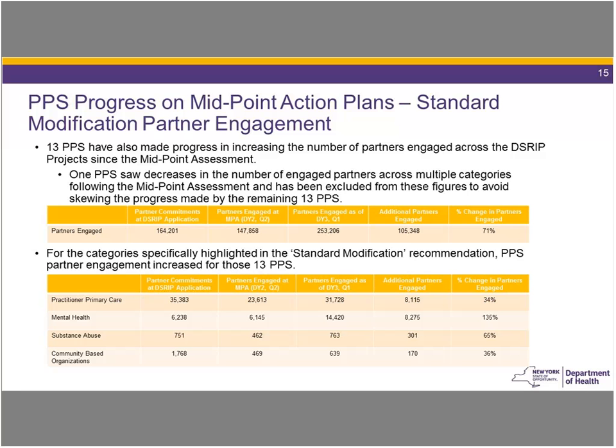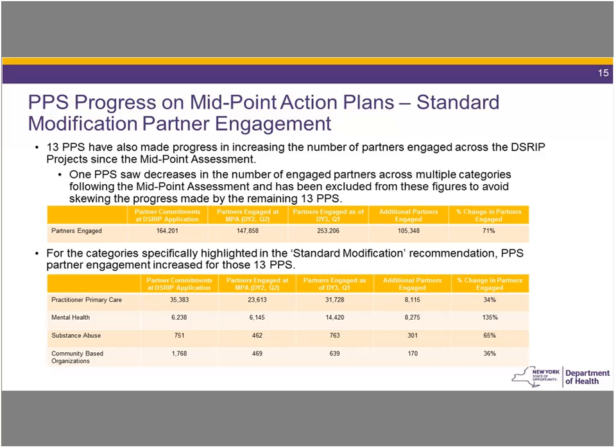see increases. These increases are generally consistent with what we saw in the overall partner engagement trends, but for PCPs, a 34% increase from 23,000 at midpoint to over 31,000 as part of DY3Q1. Again, we expect to see that number continue to increase as PPSs have a lot of significant PCP-driven milestones that are due at the end of DY3.